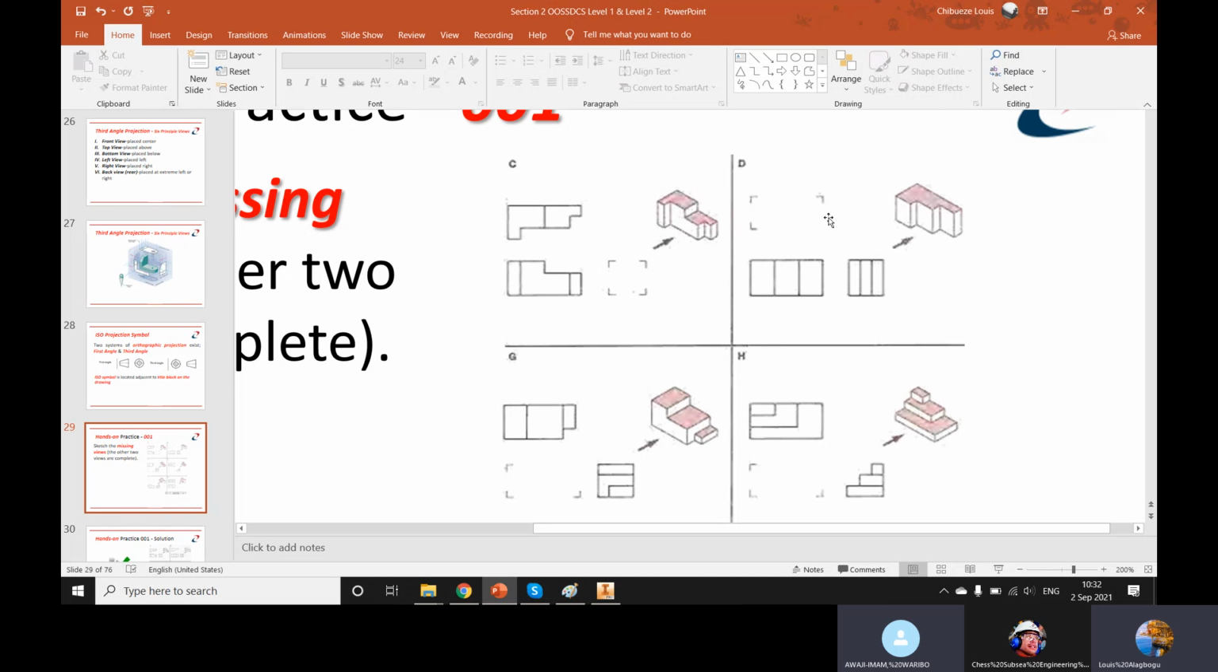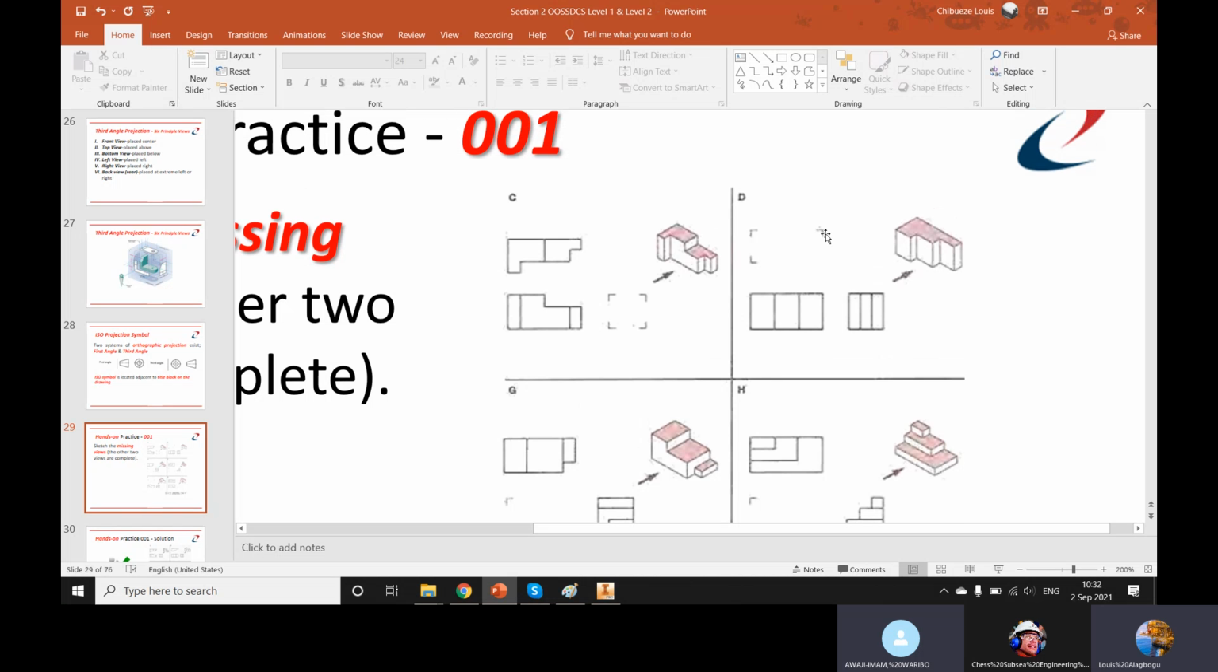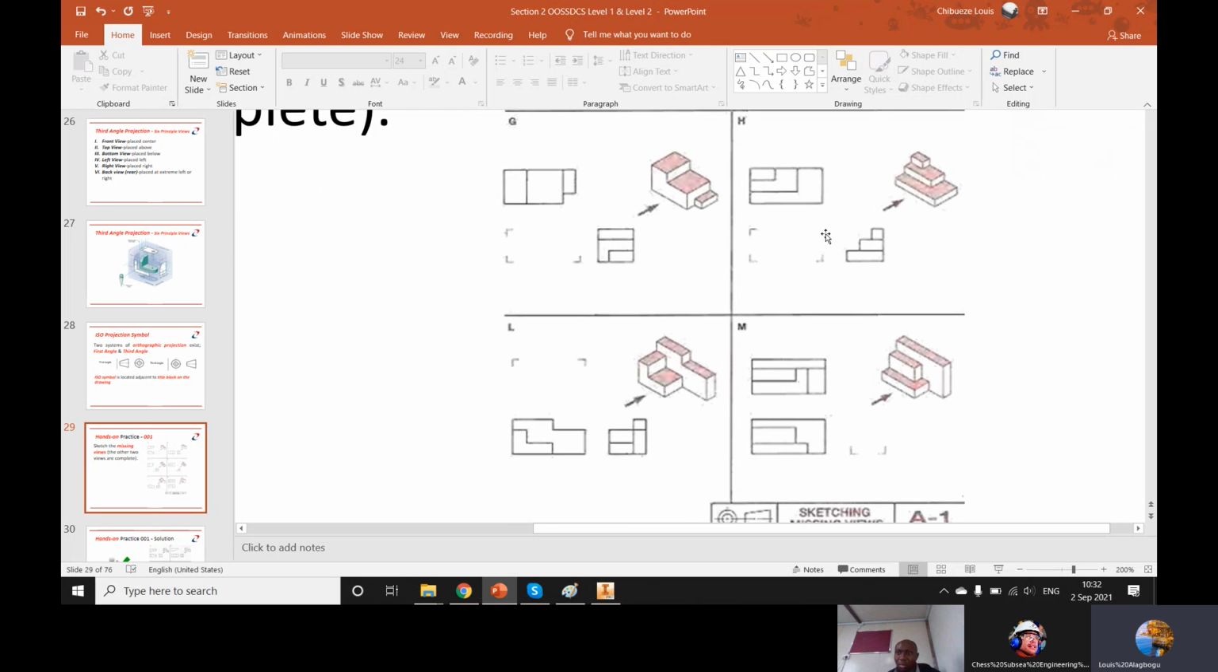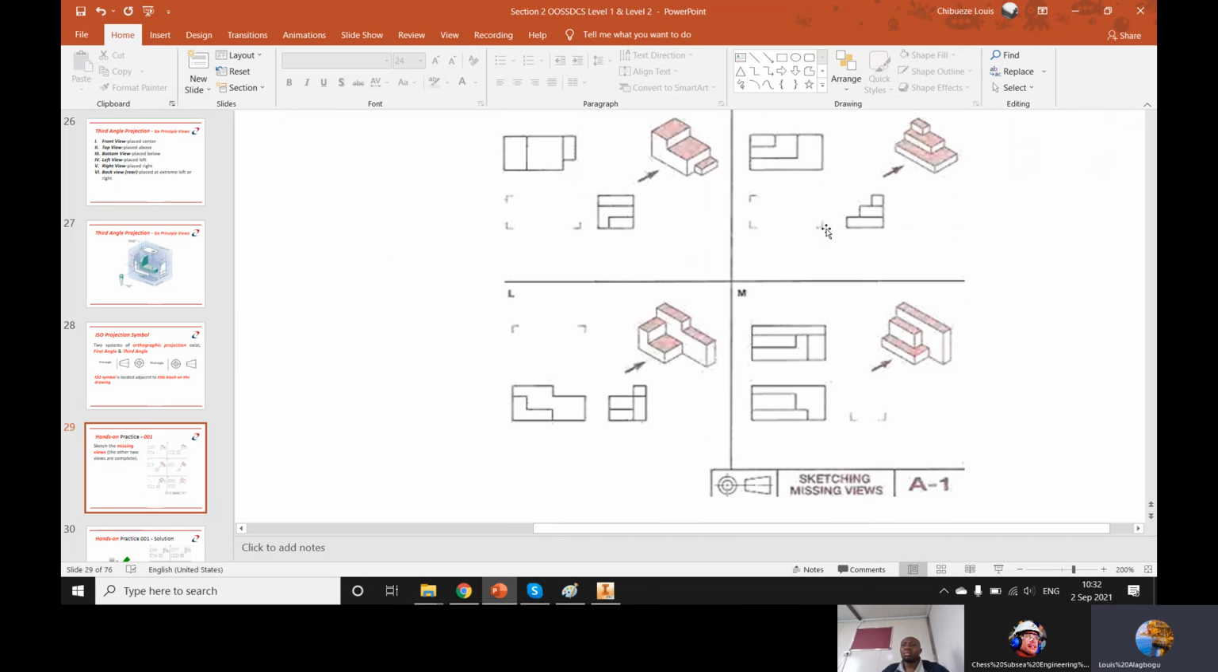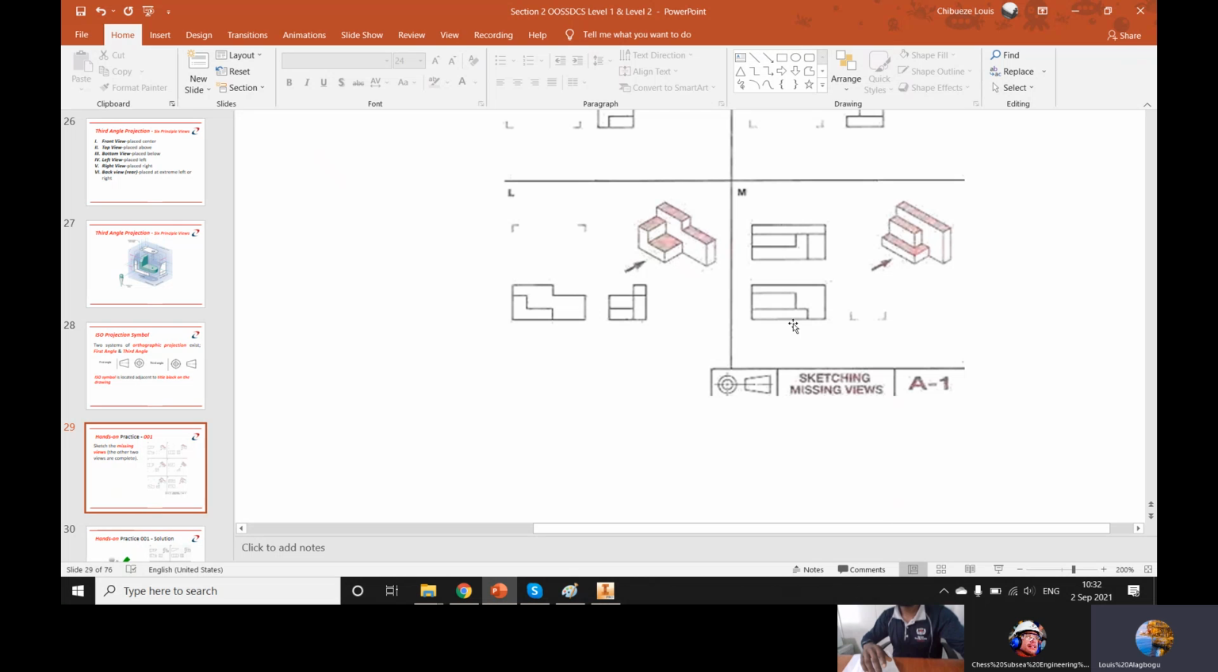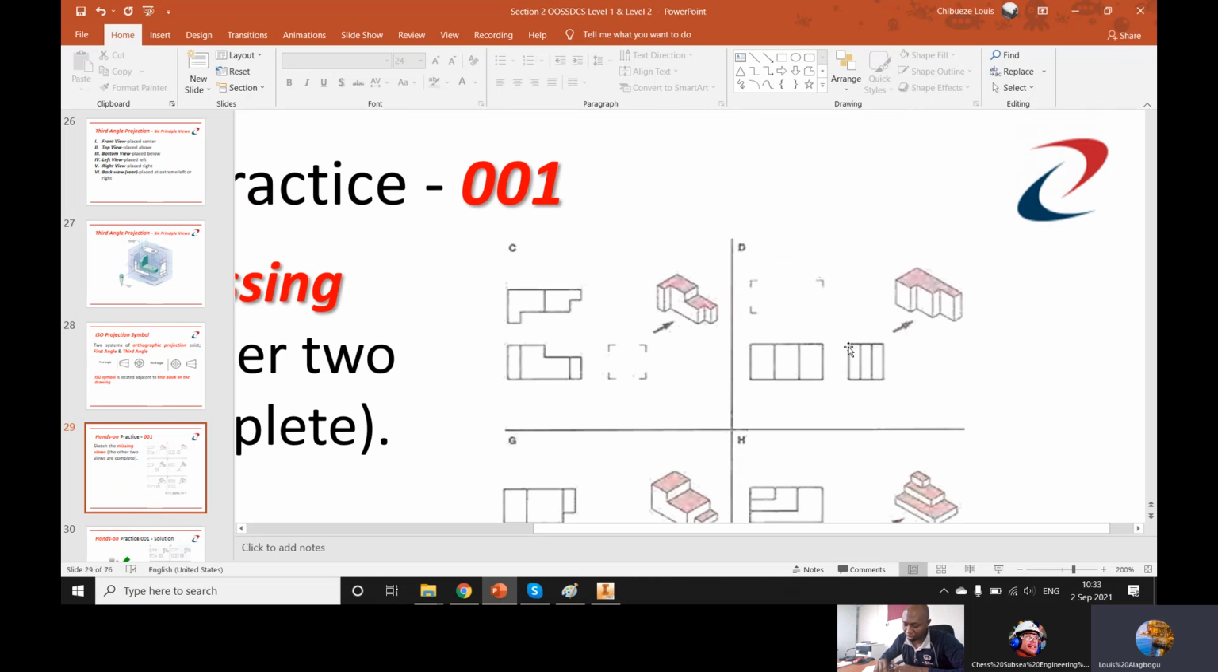Let me put on my video. This now. I scrolled down so you see the symbol at the end. Yes, I've seen it. So you know that this represents what angle projection? This is the third angle.